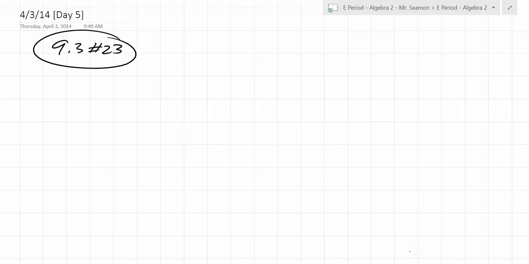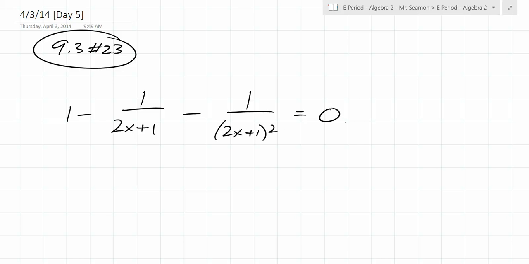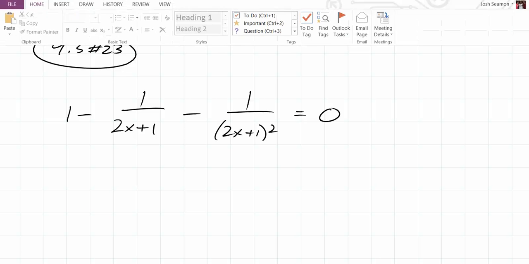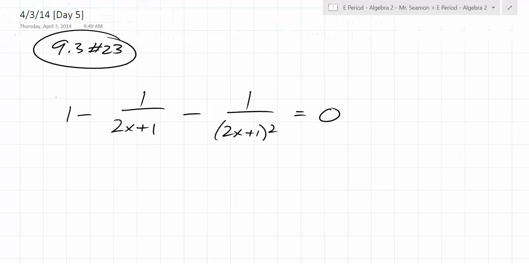Okay, so you have 1 minus 1 over 2x plus 1 minus 1 over 2x plus 1 squared equals 0. What's a great thing to do first? You could find a common denominator. What's the least common denominator going to be?